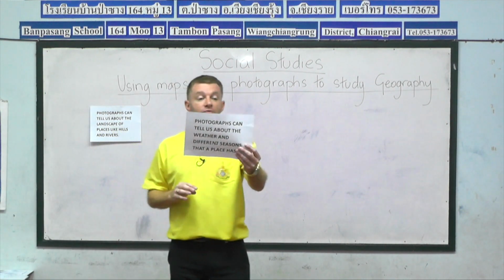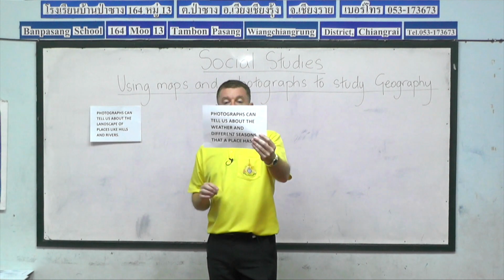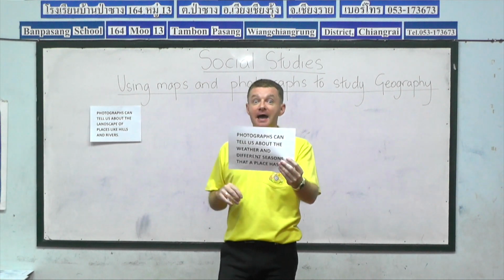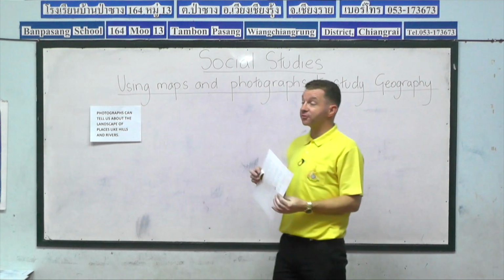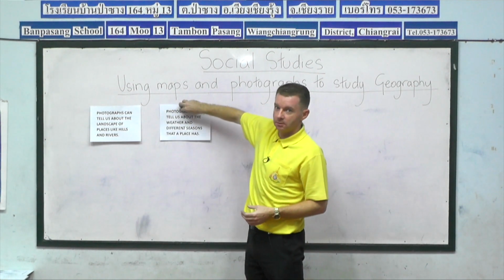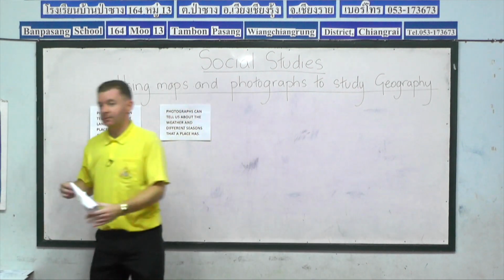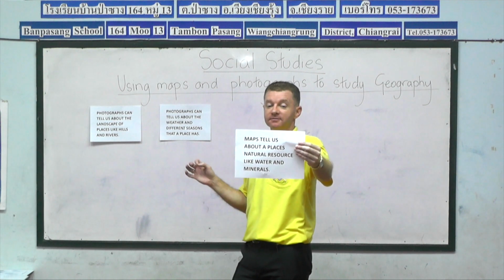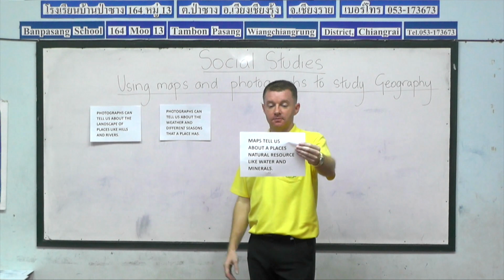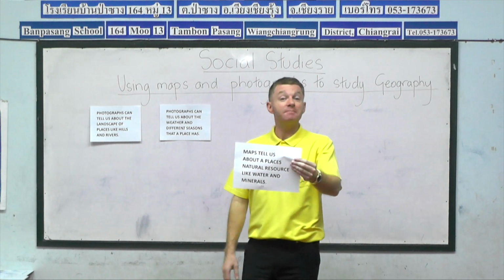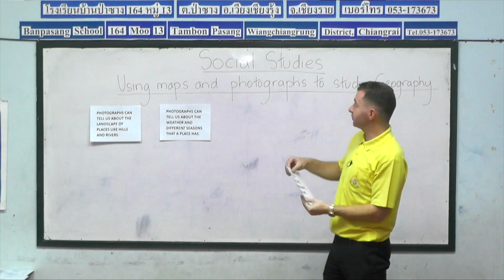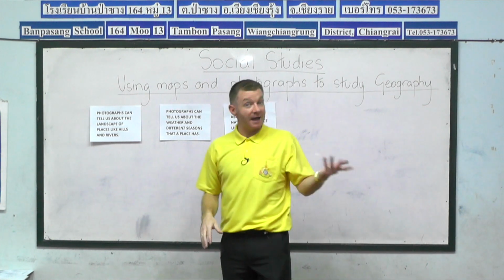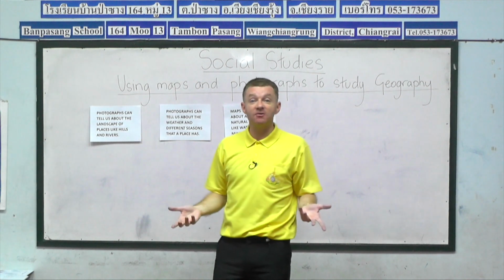The next one, photographs can tell us about the weather and different seasons that a place has. Remember the picture or the photograph in the PowerPoint of the ice and the snow. We know that that place is very cold. And then our next, we have maps. Maps tell us about a place's natural resources, like water and minerals. Yes, similar to landscape. A map or a photograph can tell us what type of things a place has. Looking at rivers, it has water. Looking at trees, it has vegetation.